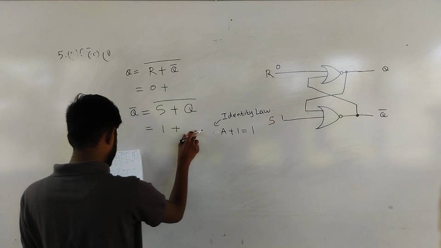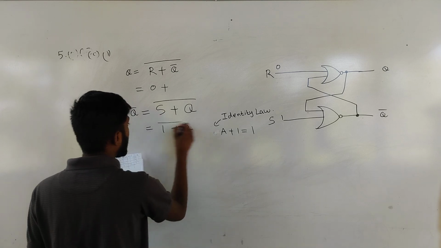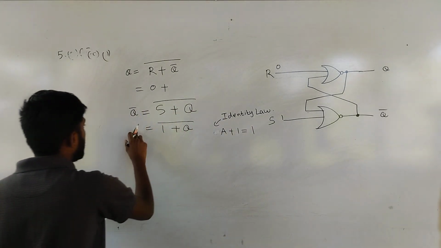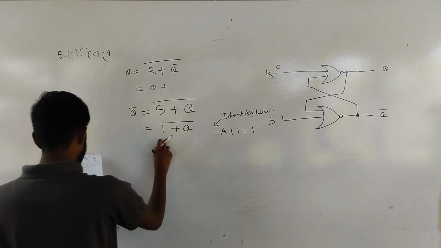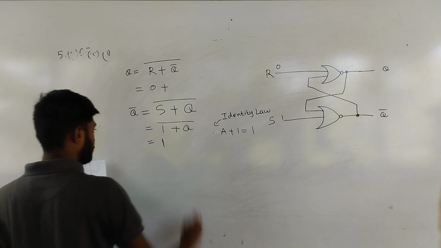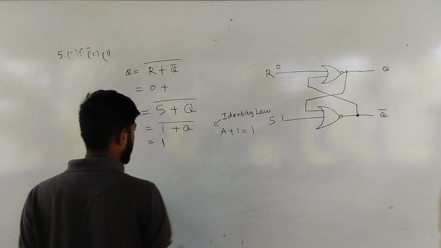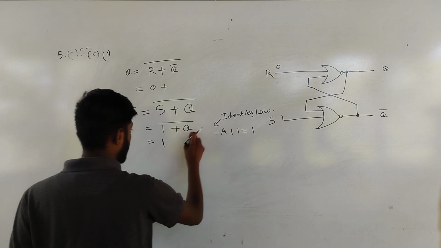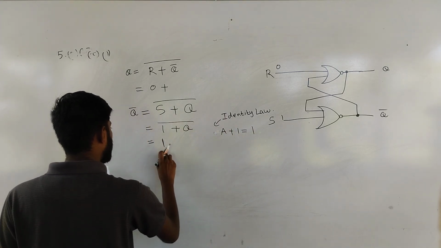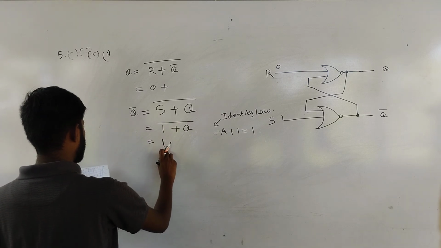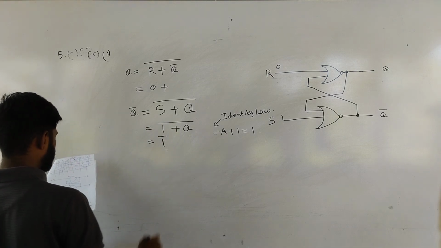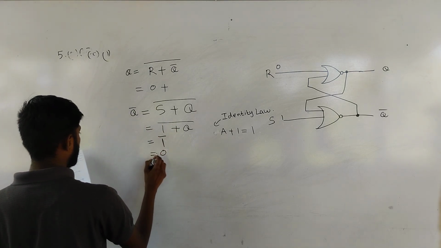So for this Q, this Q can be anything. This Q can be 1, this Q can be 0. Anyhow, for here you need to get the answer as 1, because according to identity law, A plus 1 is equal to 1. So Q can be 1 or 0, it doesn't matter. Anyhow, you need to get the answer as 1. So here we are getting the answer as 1. But wait, what is the bar of 1? That is 0. So what is Q bar? Q bar is 0.